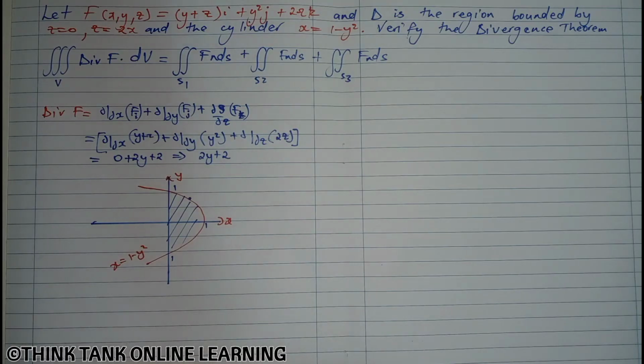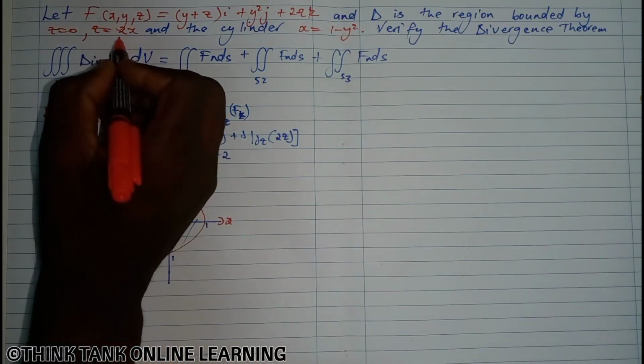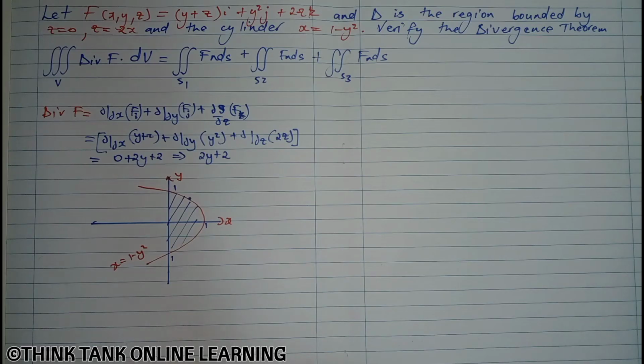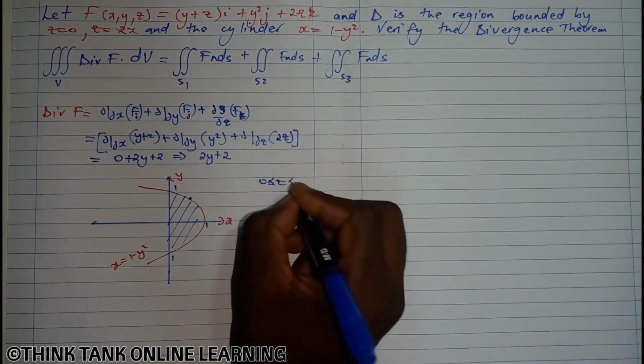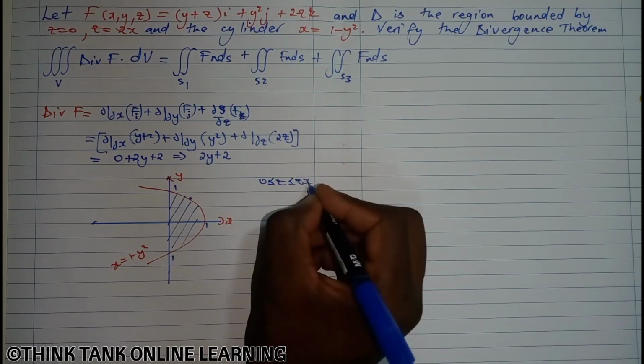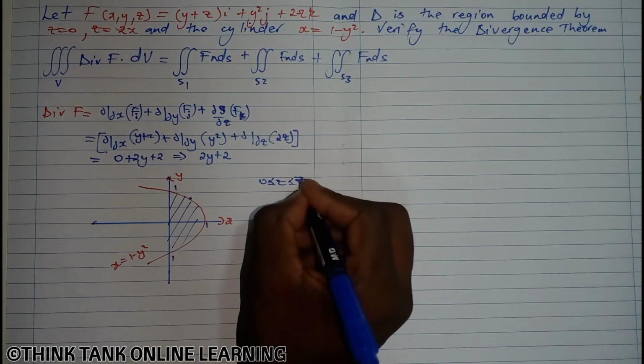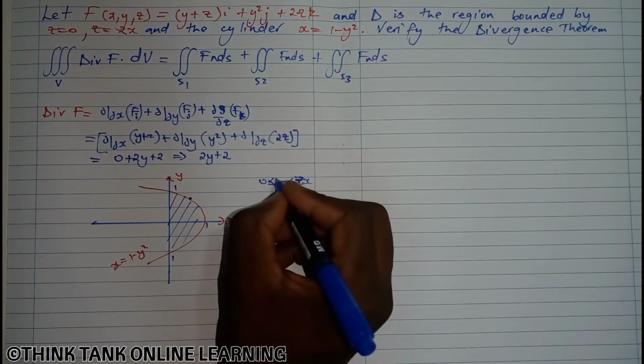For the z limits, we're told that z ranges from z equals 0 to z equals 2x. So I'm going to write z here: z ranges from 0 to 2x, and I'm not going to change anything here. I'm going to leave it like it is.